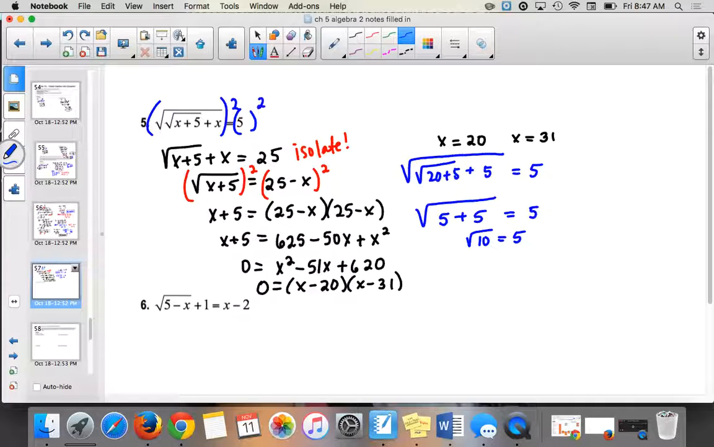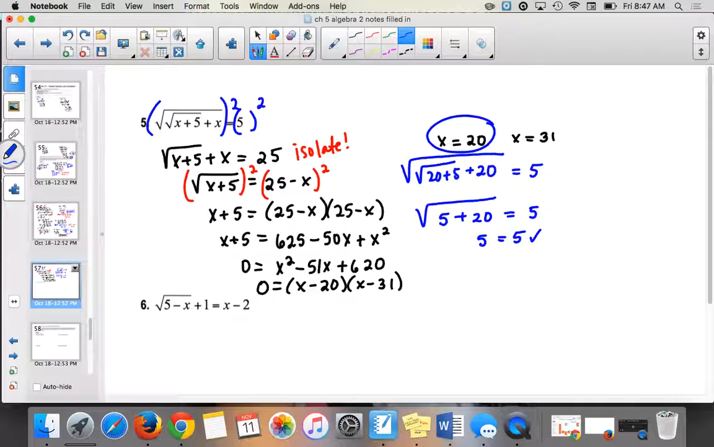Square root of... oh, I'm plugging in 20. Yeah, it's 20 there. You guys could have gotten a bonus point. All right, so it's the square root of 20 plus 5, plus 20, right? X was 20, equals 5. So it was 5 plus 20 under a square root. That does make 5. So 5 is equal to 5. So x equals 20 works.